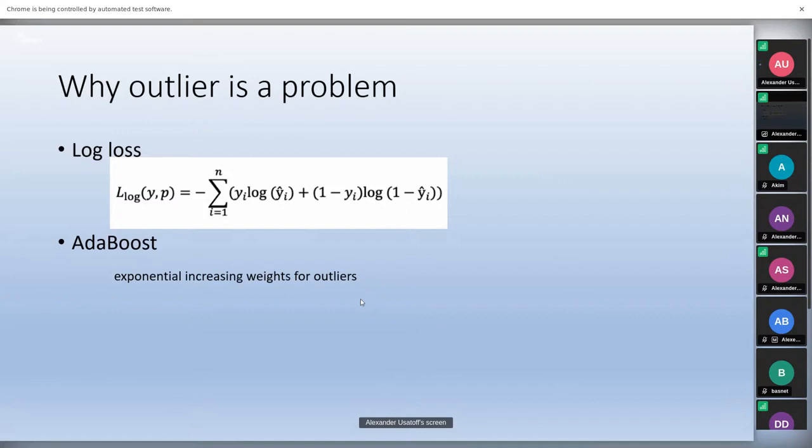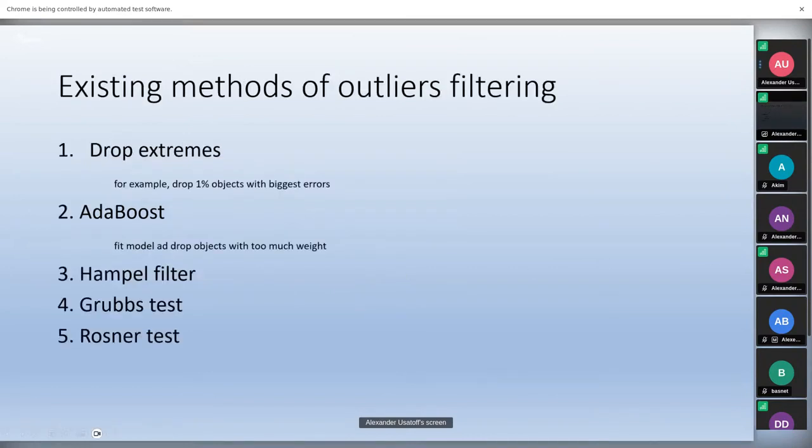The second example is the AdaBoost algorithm. In AdaBoost, the weights of objects with errors in class labels can exponentially increase on each step. In this way, soon the AdaBoost algorithm will learn almost only on outliers. Of course, there exist methods of outlier filtering. For example, the simplest approach is just to drop some part of the objects with the biggest error. Also, it's possible to use AdaBoost mentioned on the previous slide. In this approach, several steps of learning are made, and objects with too big weights are removed.